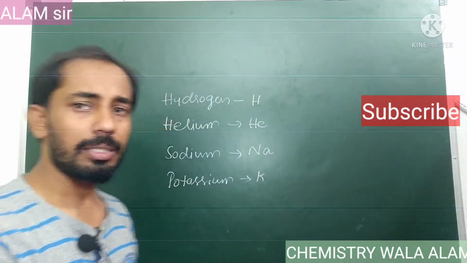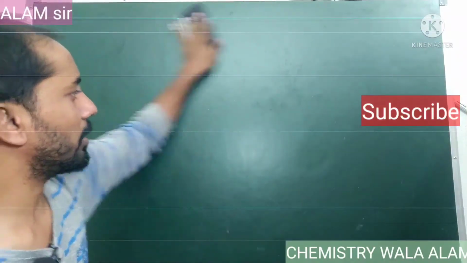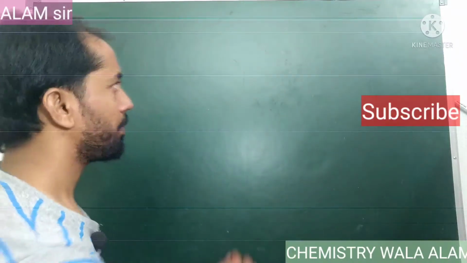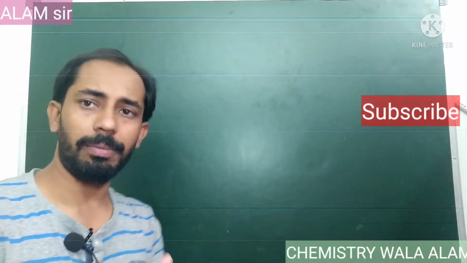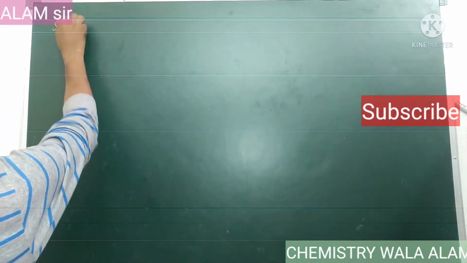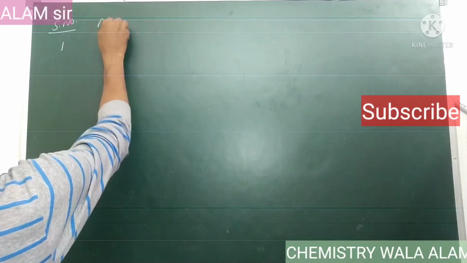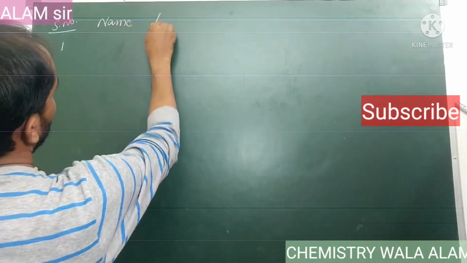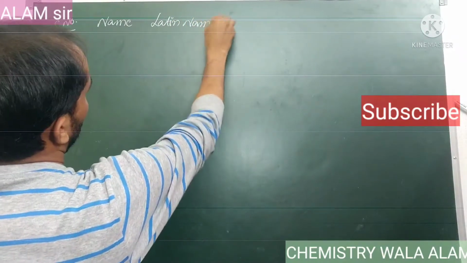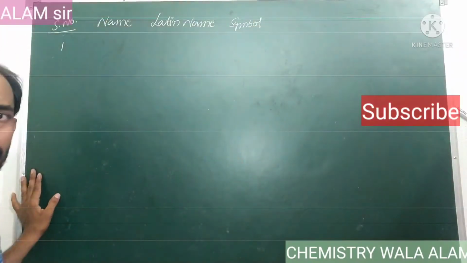Here, some of the elements in the periodic table, around 11 elements, have Latin names. So today I am going to explain the common name, the Latin name of the elements and the symbol. First, the common name of the element, its Latin name, and its symbol.